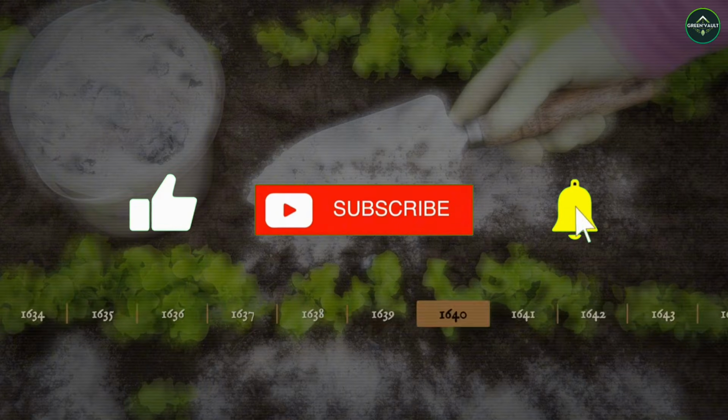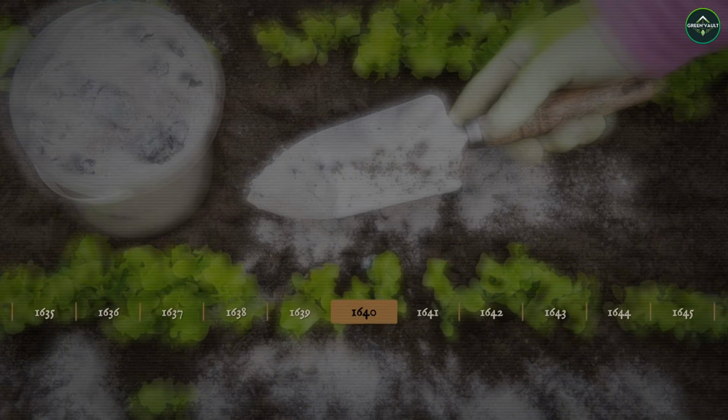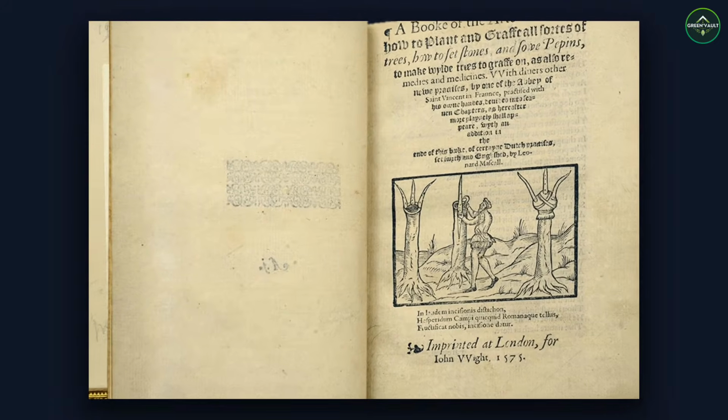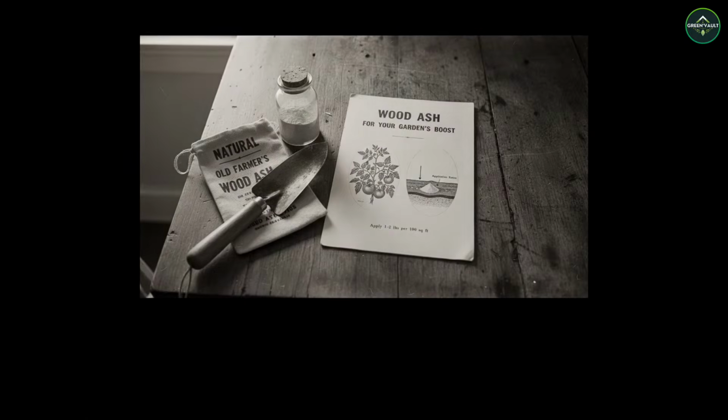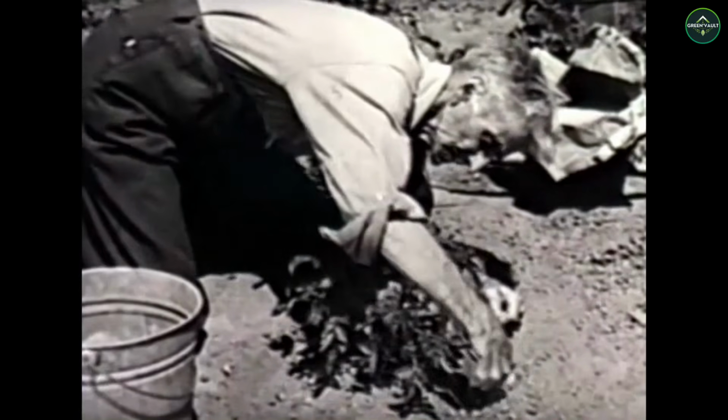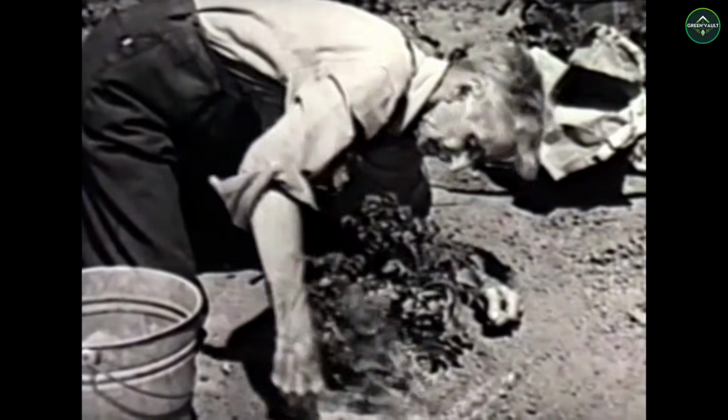From the 1600s through the 1940s, wood ash was standard practice in European and American kitchen gardens. This was not a folk remedy or a secret technique. It was written in agricultural manuals, recommended in government pamphlets, and applied by millions of households that burned wood for heat and used the ash to grow food.